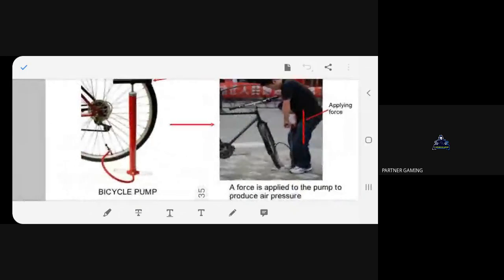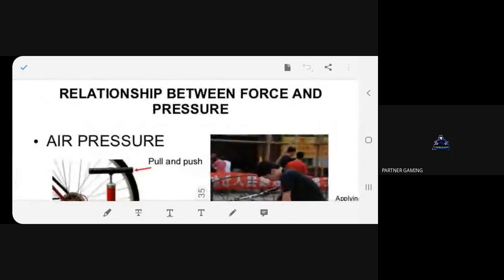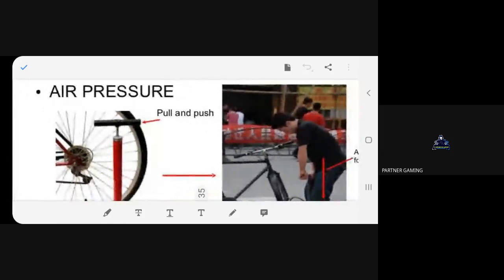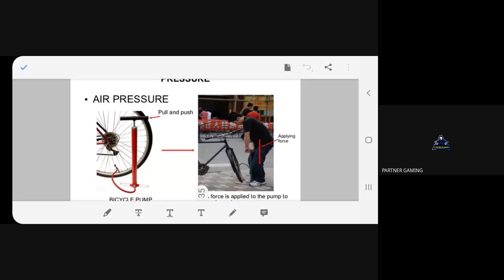This I will teach you. It shows the relationship between force and pressure. So you can see here a pump. What are you doing? Can you keep on pushing? No. You have to pull and then push. That's how you fill the tire tube, isn't it? You fill the air in the tire tube. How do you fill the air in the tire tube? By only pushing, or by pulling and pushing?